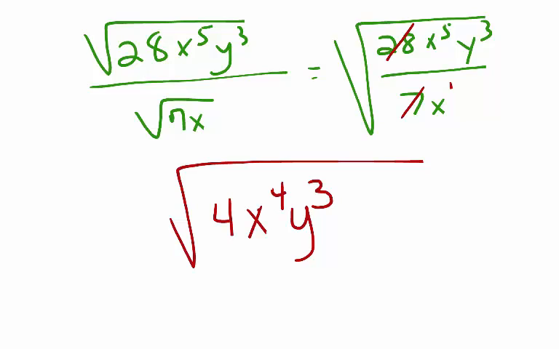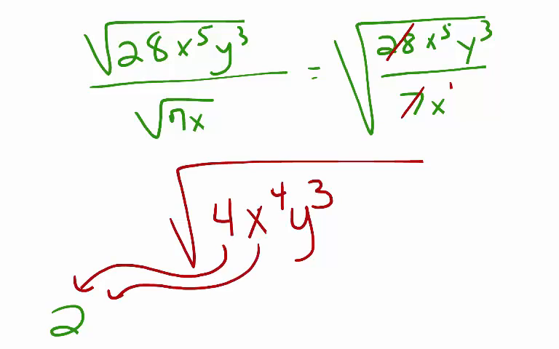Now I look to see if I have any perfect squares that I can take out of the radical. And I do. The square root of 4 is 2. The square root of x to the 4th is x squared. And for y cubed, because I'm taking the square root, 2 goes into the exponent 3 one time with 1 left over. So I can take out a y, and I'm left with the square root of y.